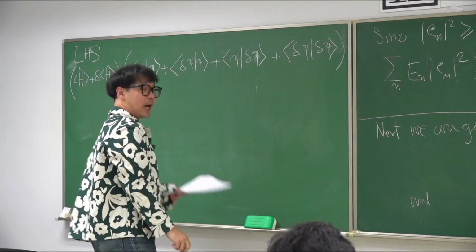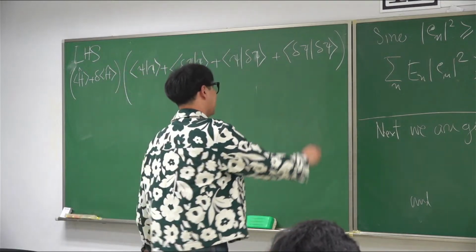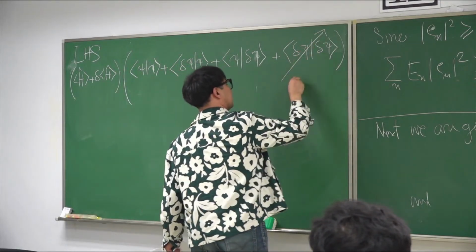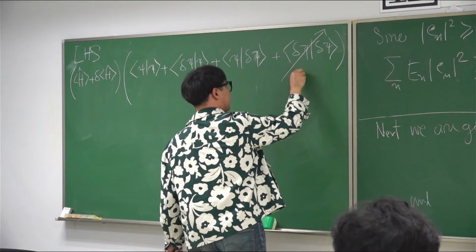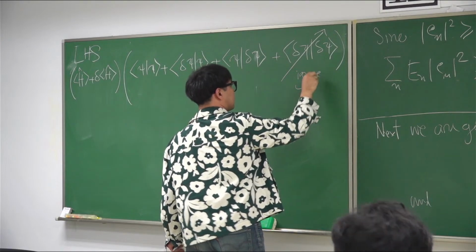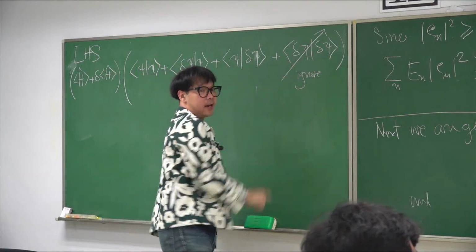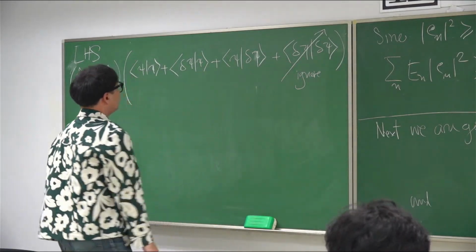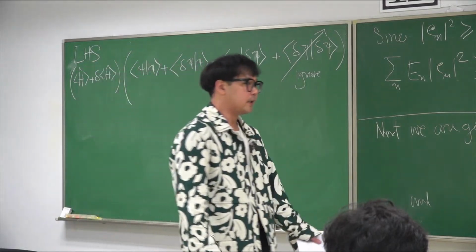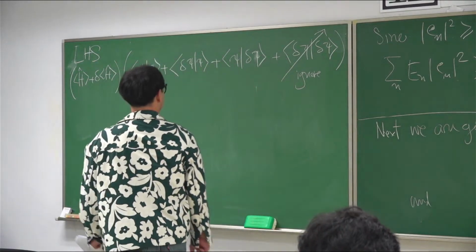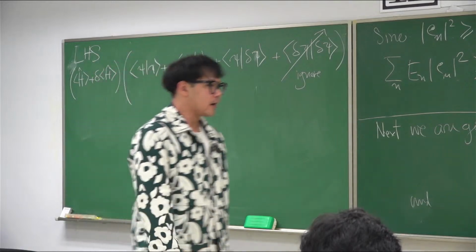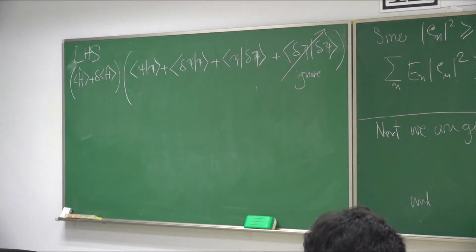Okay, so we have this one, and then we're going to ignore it because it's too small, because you have delta square here, right? We're going to keep only the delta, right? Okay, is that clear from this line? Right.